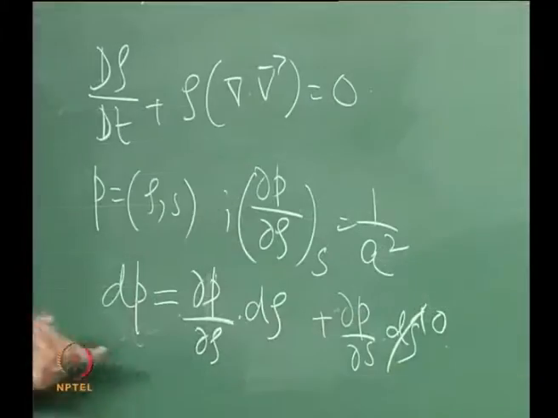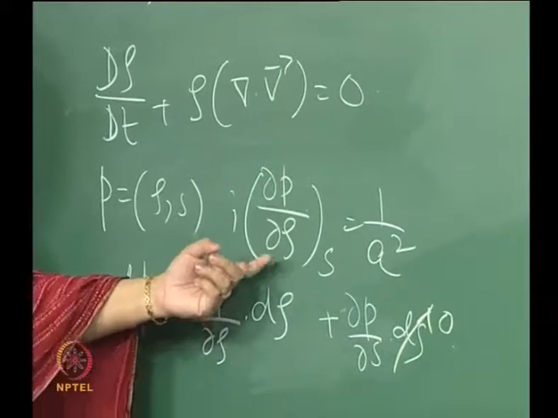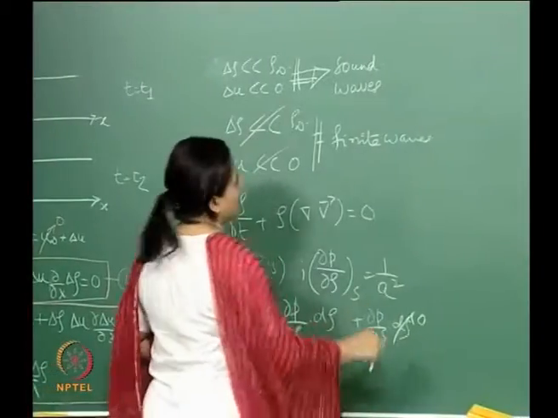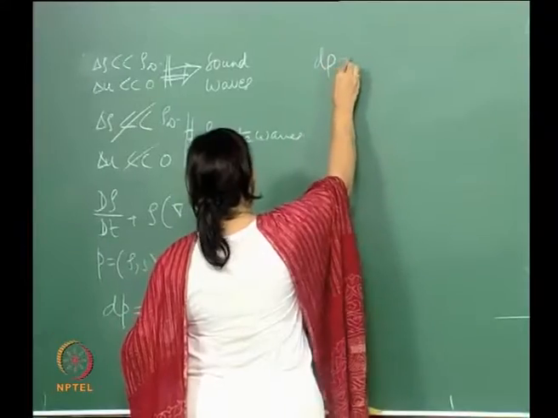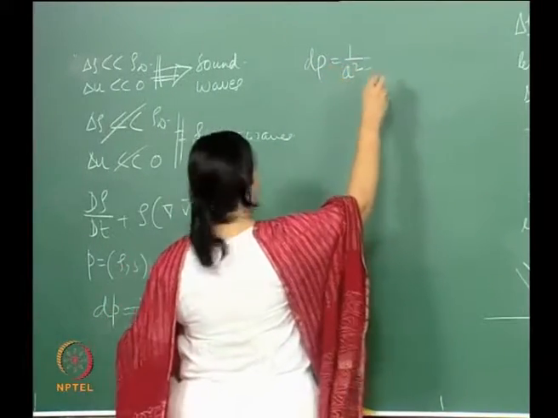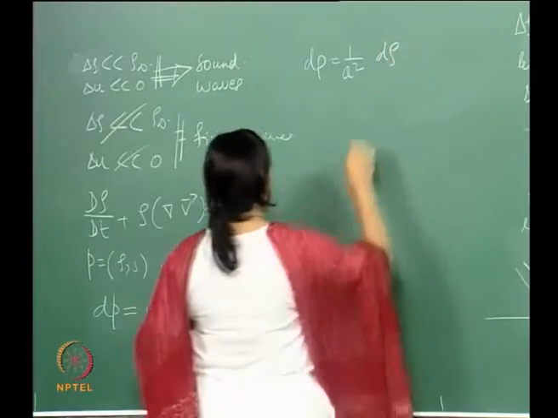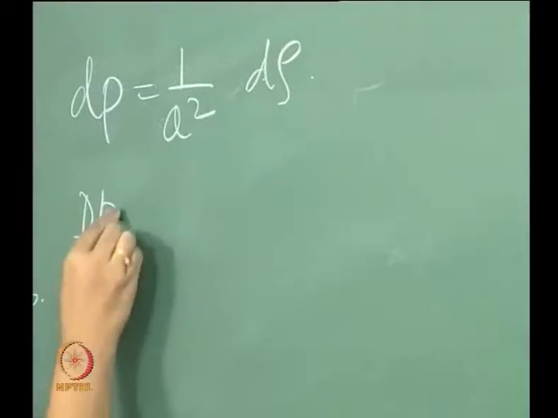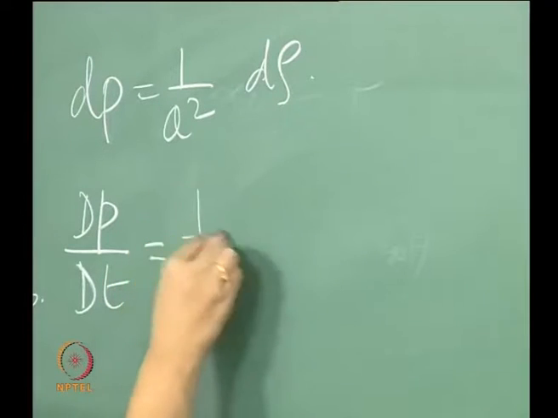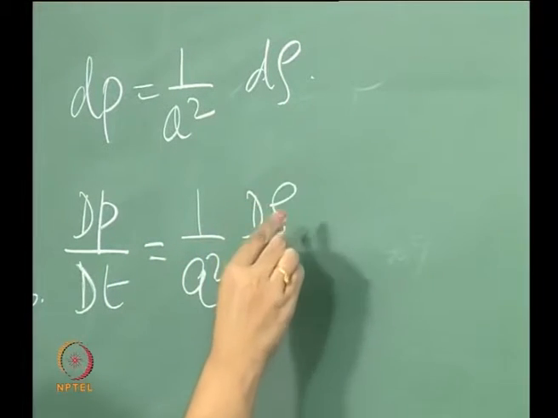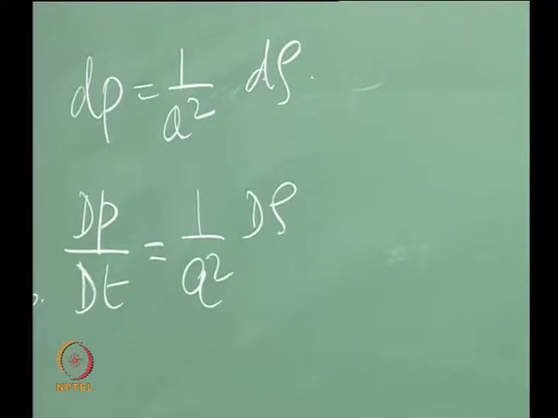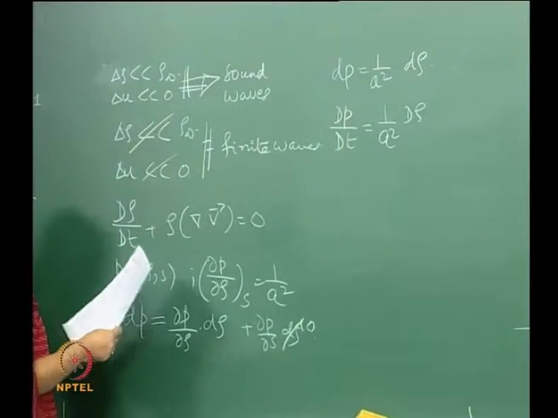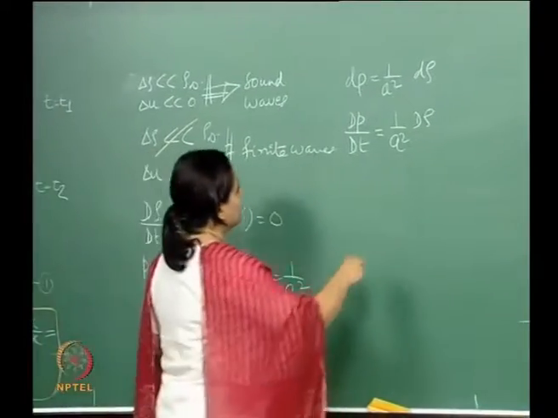So, we are left with this, and we know that del p del rho is 1 by a square. We can incorporate that here. Therefore, dp is 1 by a square d rho. So, I can write it like this, dp dt is... Okay, I can write it like this as well.